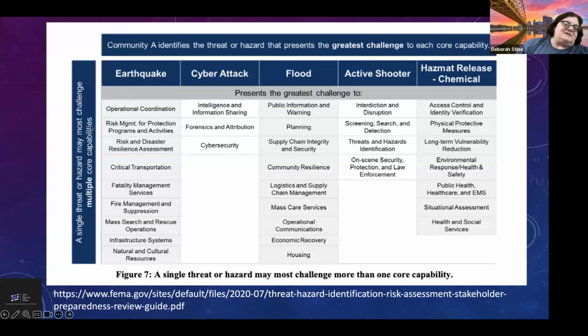Sometimes you'll see that it's a single threat, and you can figure out where it is. So it's going to be different depending on where the community is. Obviously, someplace like New York City is going to be different than the middle of Iowa.